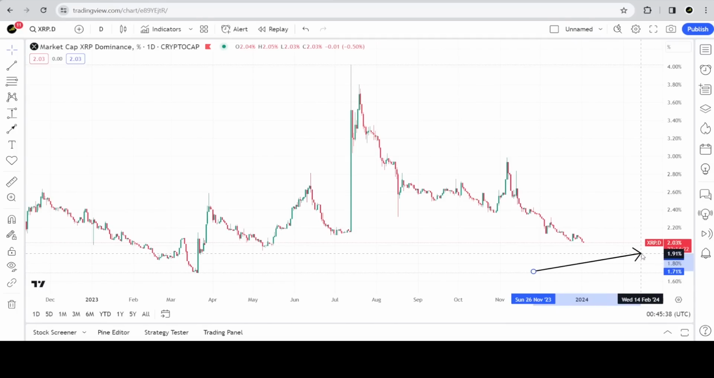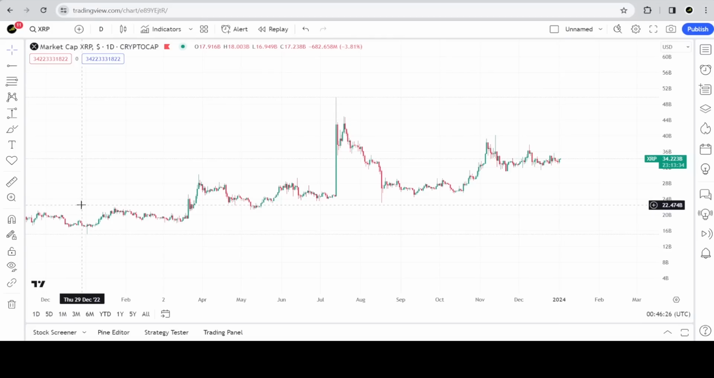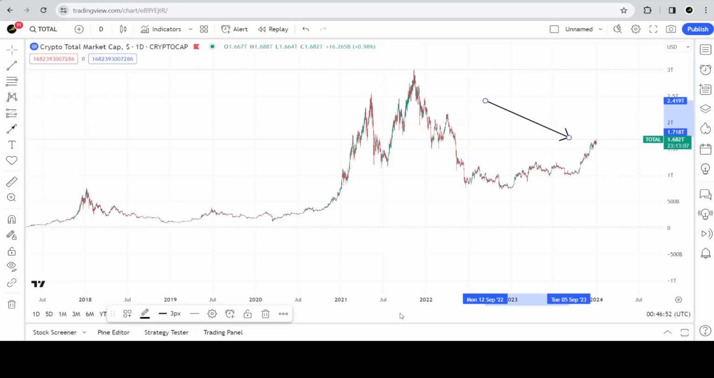So only 2.03%. It is a very small amount. To put that in dollars, if we jump over here to the XRP market cap, we can see the market cap roughly sits around $34.218 billion. Sounds like a big number, but in the grand scheme of things, compared to the overall crypto market cap, it is a small percentage. Now, it is my belief that this is set to change, and here's why.